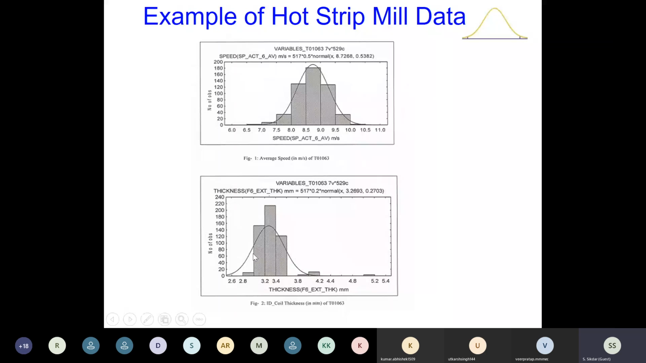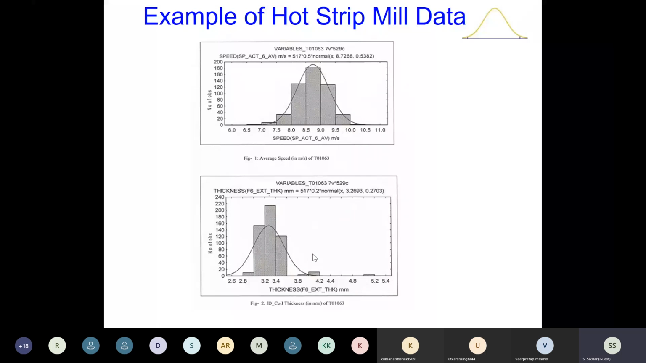It was for a particular grade, T01063. So for that particular shift or that particular day, this many coils were rolled. Here you can see 220 coils having thickness in between 3.2 to 3.4. Maybe for another grade there will be a different distribution. So if you want to focus your attention on a particular coil or grade, whether in your plant or some other plant, you can analyze like this.